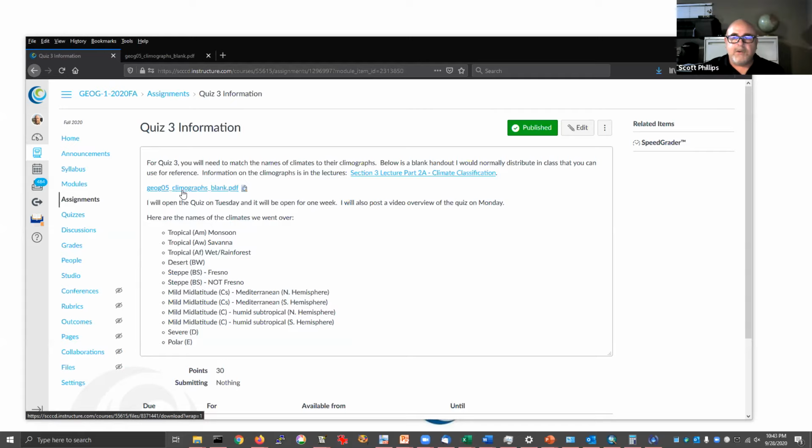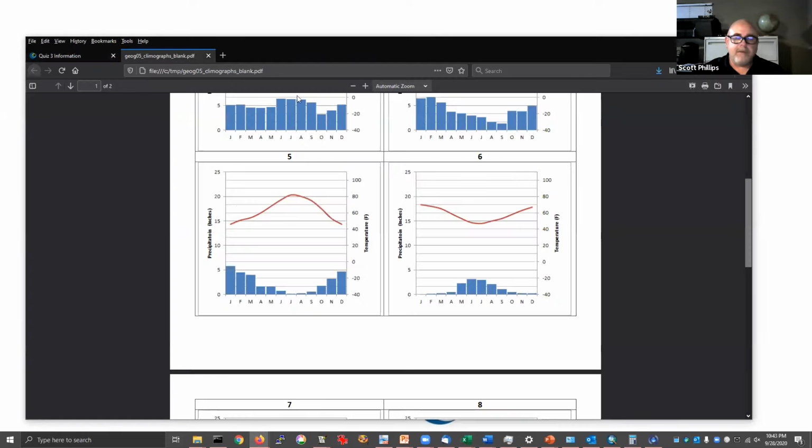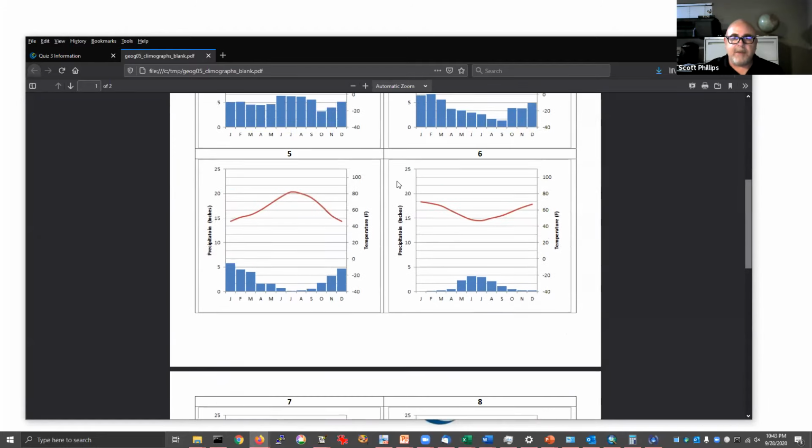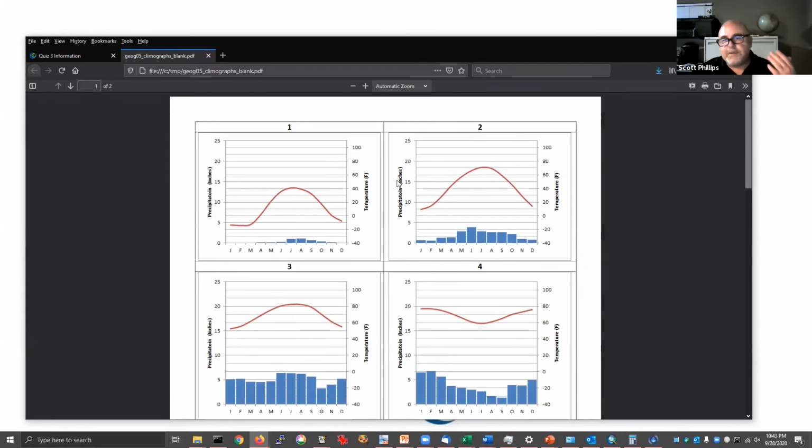I also have a link to a handout. Normally in a face-to-face class, I have that open in this tab here. This would be a handout that I would give out in class, and you would take notes on this to study for the climograph quiz. Since we're not meeting in a physical classroom, what I'm doing is providing a PDF copy. If you're able to print it out and make notes, that would be great.